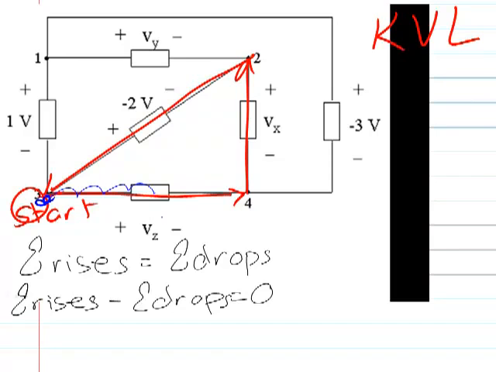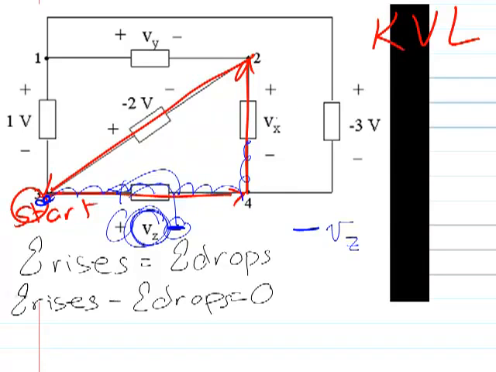Okay, so the first thing we run into is this VZ. Now, if we go across VZ, we go from positive to negative. So we always use the sign of the thing we land on. Since we landed on a negative sign, we're going to write negative VZ. This will make more sense the more we do it.